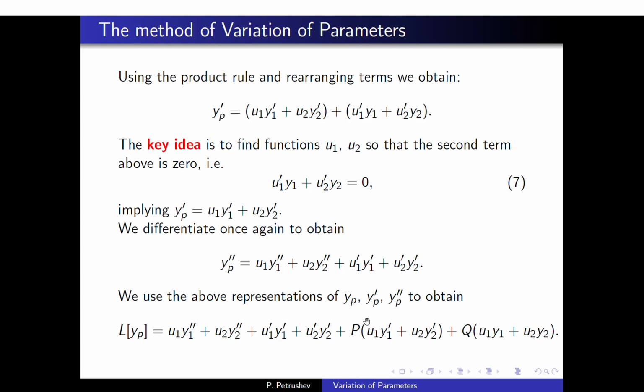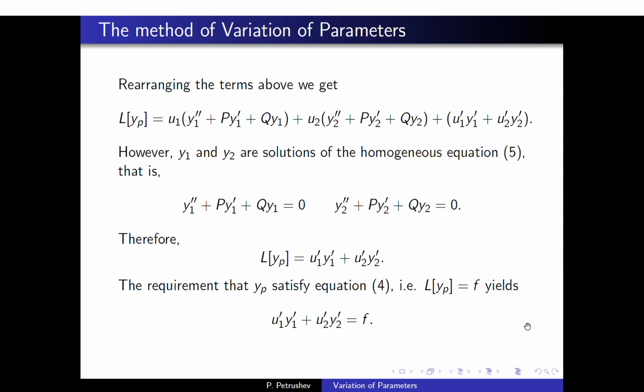And now using the above representations of yp prime and yp double prime, we obtain the following representation for Lyp. Right here is the second derivative of yp, here is the first derivative, and here is the function itself. Now it's easy to see that we can rearrange the terms of this representation so that Lyp is of this form. Now, here is a key observation. Since y1 and y2 are solutions of the homogeneous equation, then we have this equal to 0. This is also equal to 0, so therefore these two terms are equal to 0, and Lyp is simplified like this.